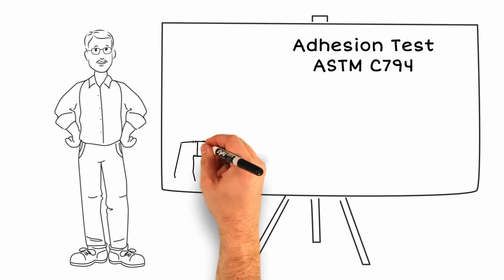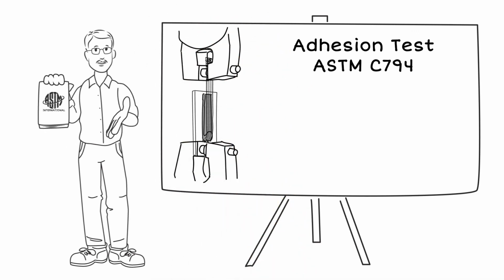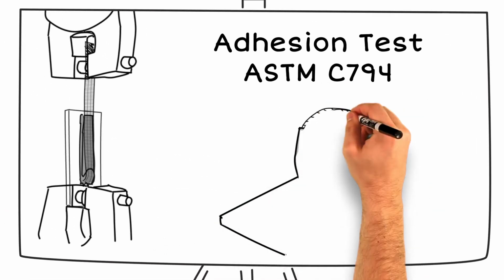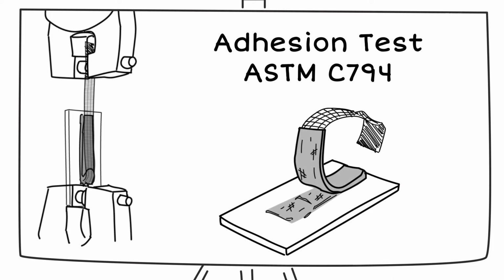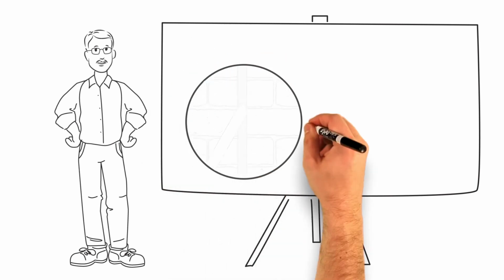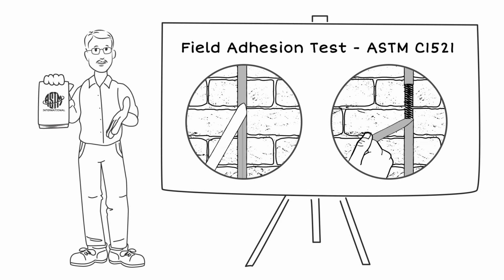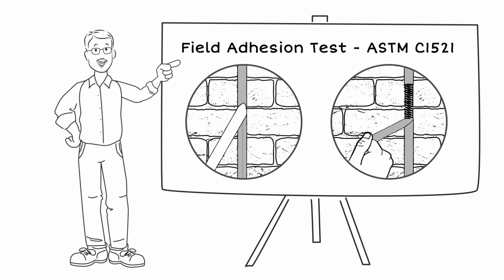Adhesion testing is done following ASTM C794, where sealant samples are placed in a tension testing machine. Force exerted is measured, as well as mode of failure from substrate. The higher the reported number, the greater the adhesion. While not part of ASTM C920, another protocol, ASTM C1521, measures how much the sealant can stretch and recover to its original geometry. This is commonly referred to as a field adhesion test.